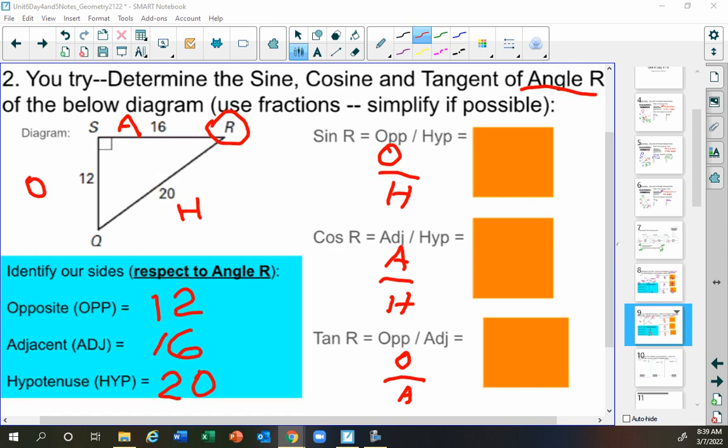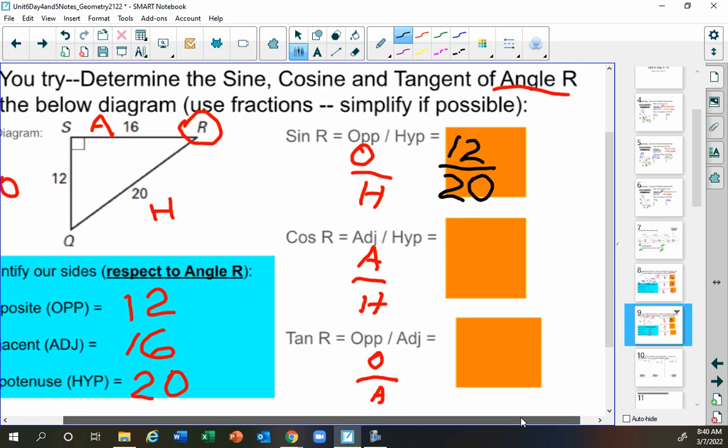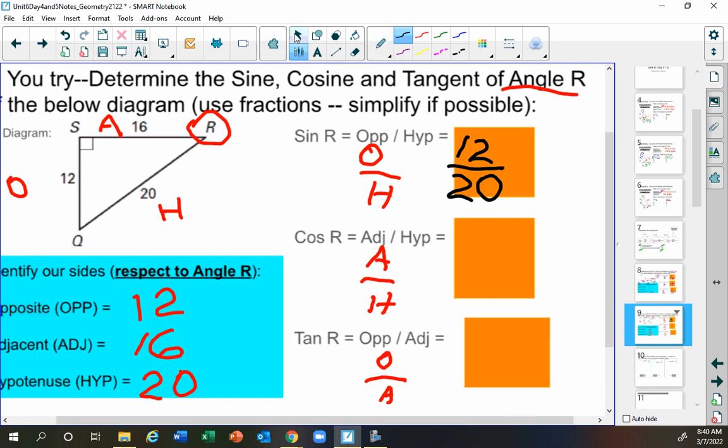All right. So let's look at these. Opposite over hypotenuse. What did we get when we did the opposite over hypotenuse? Opposite was what number? So it's 12 over 20. Now, could we simplify 12 over 20? You can.